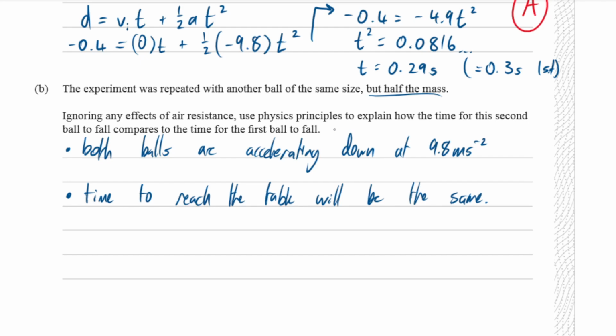Now, the side note here is if we couldn't ignore air resistance, then depending on the shape of the ball, we would expect different times for it to hit the table. Just like you drop a feather versus a pen, the pen accelerates faster because it's more aerodynamic, whereas the feather has a greater surface area, so more drag. But these 2 points would result in a merit for that question.